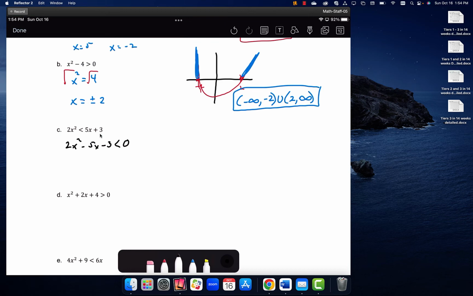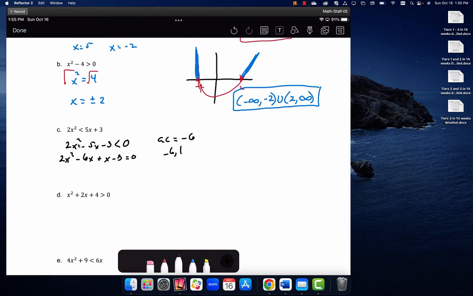And now find your x-intercepts. In this case, we need to use the AC method because A is not 1. So A times C is -6. Again, 2 times -3 is -6. What two numbers multiply to -6 and add to -5? That would be -6 and 1. So we're going to rewrite the original quadratic, 2x squared minus 6x plus 1x minus 3, and we'll say it's equal to 0.